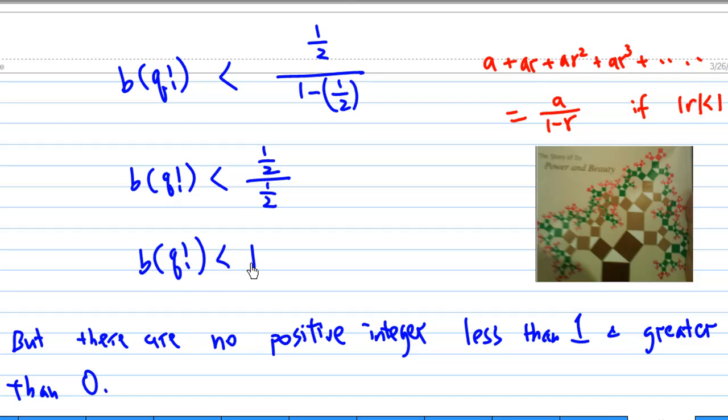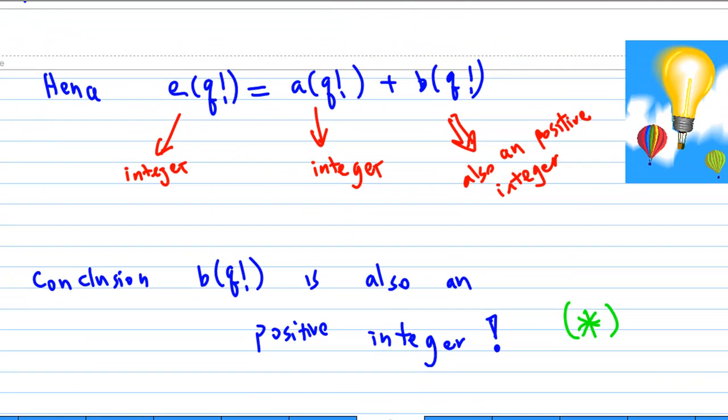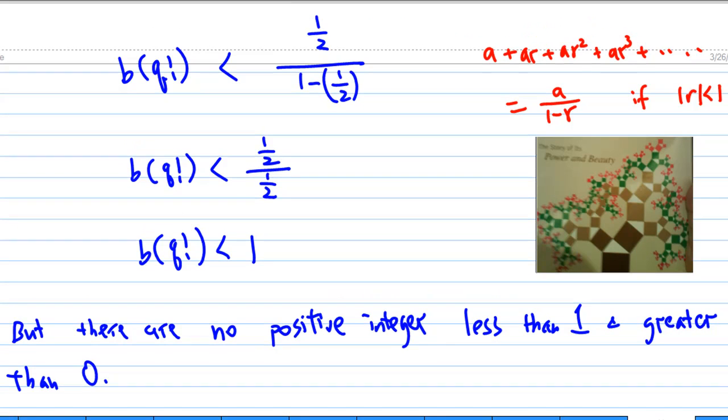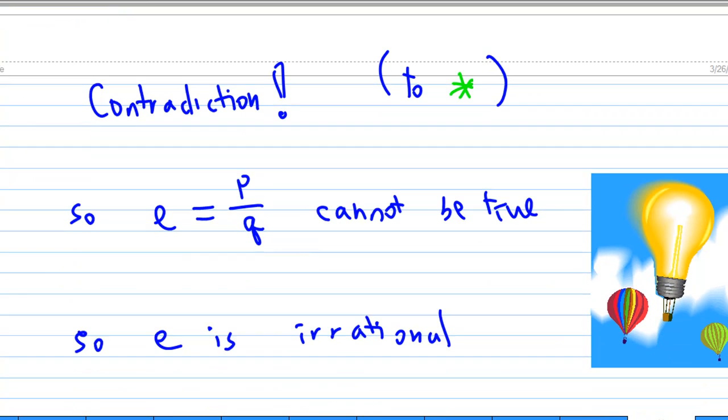But we already know b times q factorial is greater than 0. But we also know there is no positive integer less than 1 and greater than 0. So this is a contradiction. We said b times q factorial is a positive integer, and now we find that b times q factorial is between 0 and 1. That means e equal to p over q cannot be true. So e must be irrational.